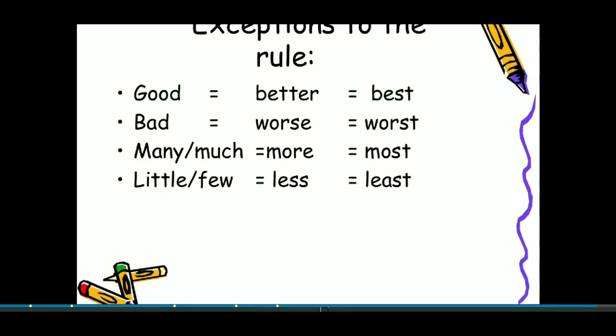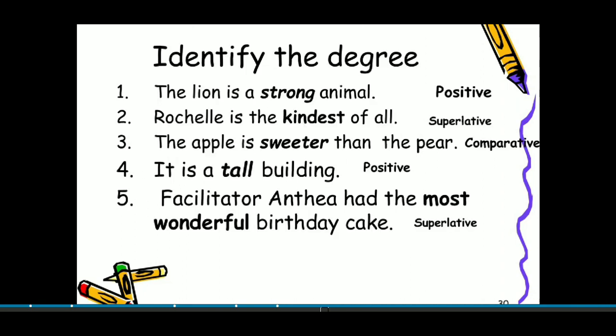Okay, exceptions: good, better, best; bad, worse, worst; many, much, more, most; little, few, less, least. That is also something we have to understand. Now identify the degree. The lion is a strong animal: positive. Rochelle is the kindest of all: superlative. Always remember, "the" must be used before the superlative form.